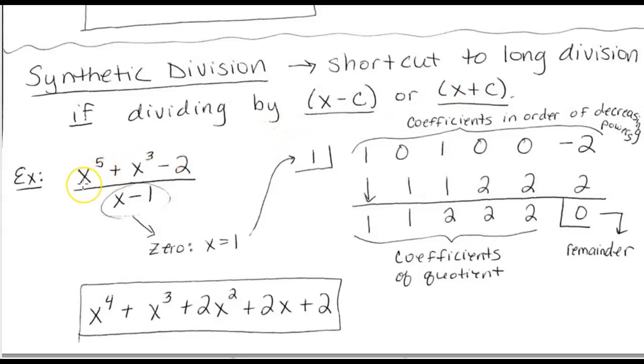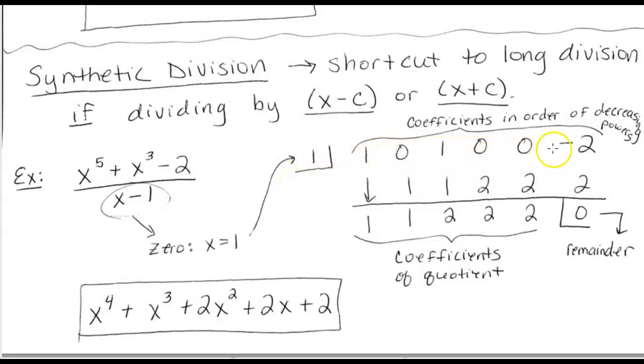All right, so for this example, we're going to try synthetic division. So we've got x to the fifth plus x to the third minus 2. We want to divide it by x minus 1. So we're dividing by x minus a constant. To set up synthetic division, we're going to look at what we're dividing by and find its zero. In other words, if I set this equal to 0, I would get x equals 1. So that number goes outside of this little bracket.